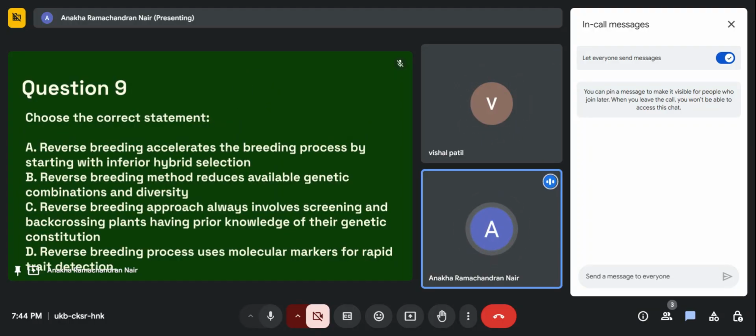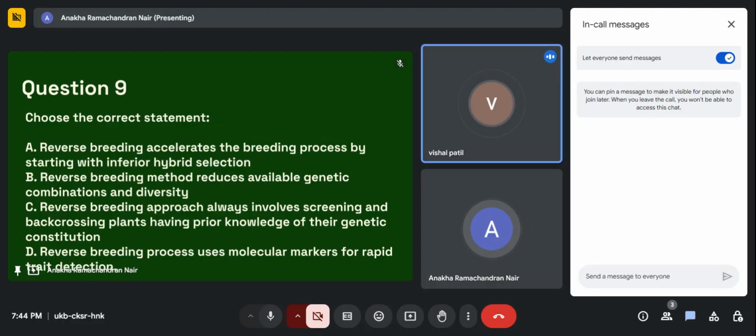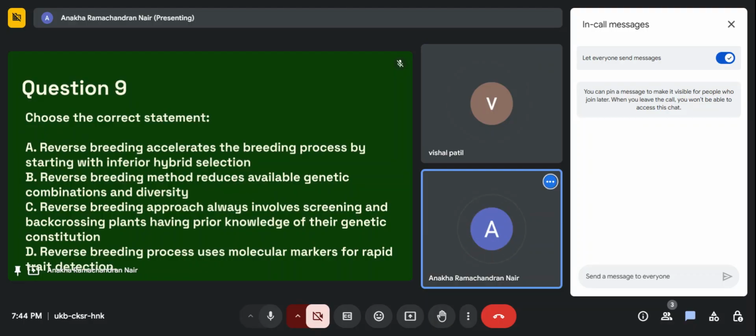That is question number 9. You have to choose the correct statement in this case. Okay. And there are four options given to you. Option A is reverse breeding accelerates the breeding process by starting with inferior hybrid selection. Option B is reverse breeding method reduces available genetic combination and diversity. Option C is reverse breeding approach always involves screening and back crossing plants having prior knowledge of their genetic constituents. And option D is reverse breeding process uses molecular markers for rapid trait detection.